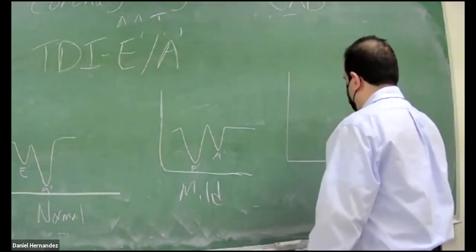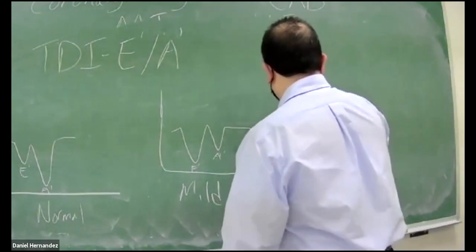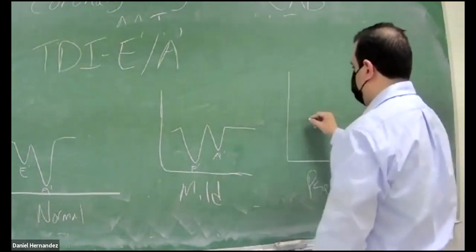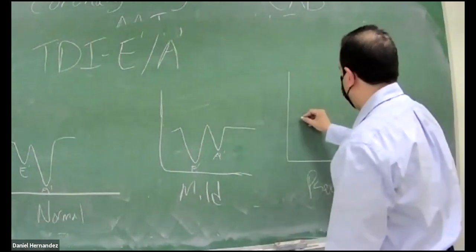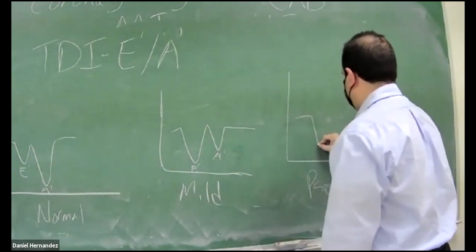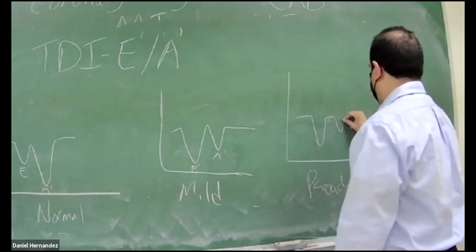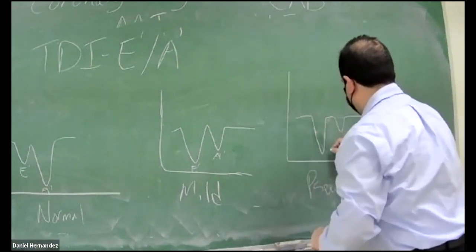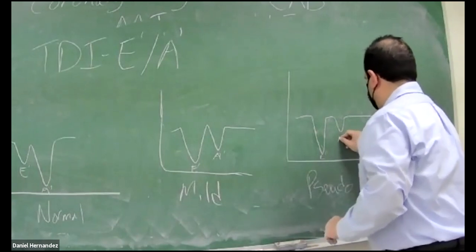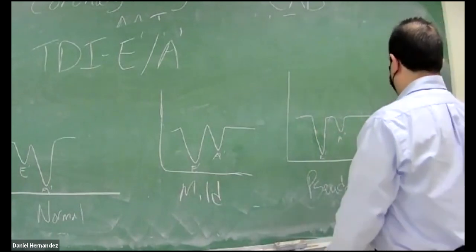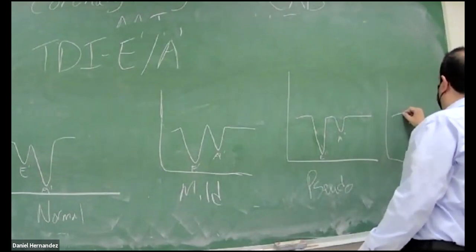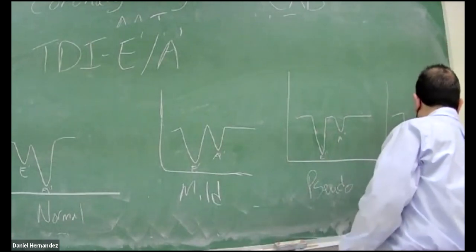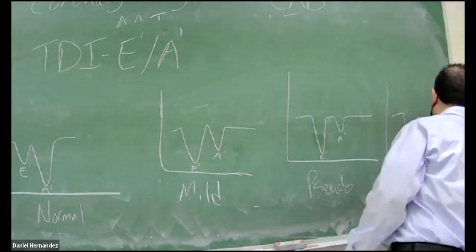But then this is where the difference is. When we get to our pseudonormal, this is when we could tell the difference between the two. So we'll still have a larger E and a smaller A, but it's going to be even more pronounced. And when we get to our severe, we'll have a large E and a small A. So E prime, A prime. Can't forget those primes.